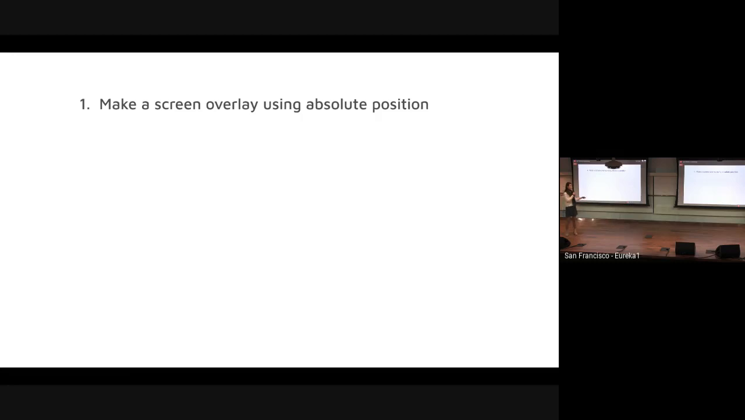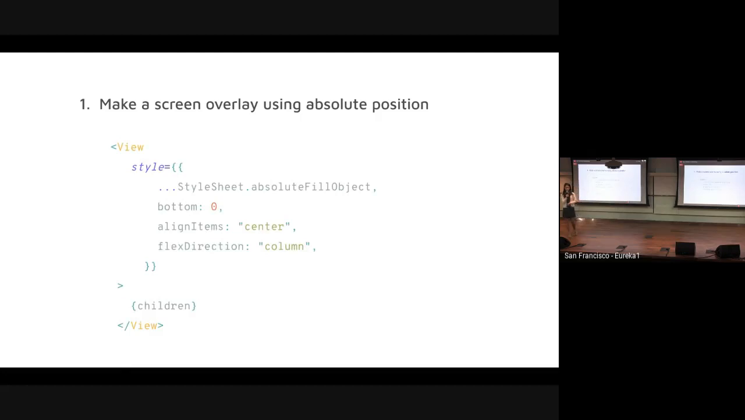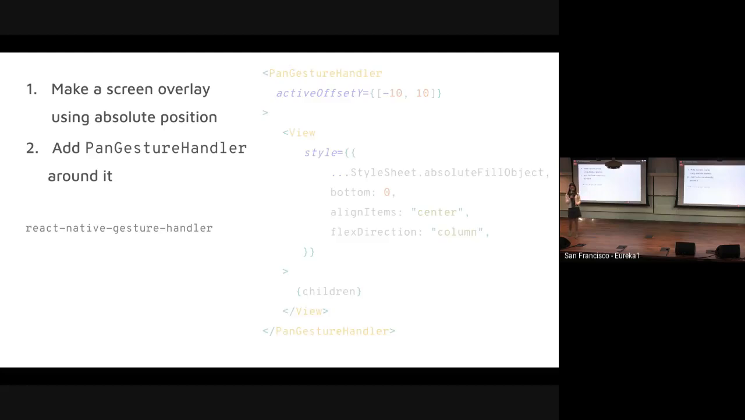So first step, we're just going to create an overlay, and that's what we call the bottom sheet. And we're going to use absolute position. Super simple, nothing really special going on here. And then we want to add the pan gesture handler around it so that we can start capturing some of that gesture data. And for this, I chose to use React Native Gesture Handler. It's not a requirement. React Native has a PanResponder if you're more comfortable with that API. So we just wrapped the pan gesture handler around our view. You guys still following? Good.